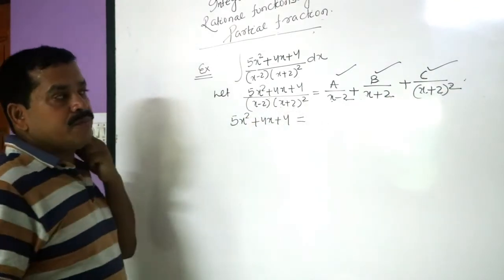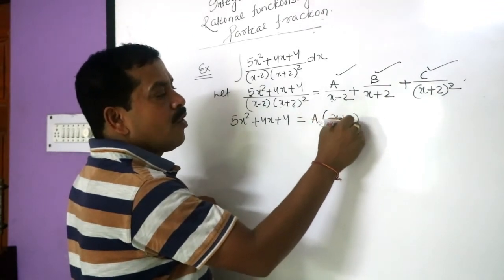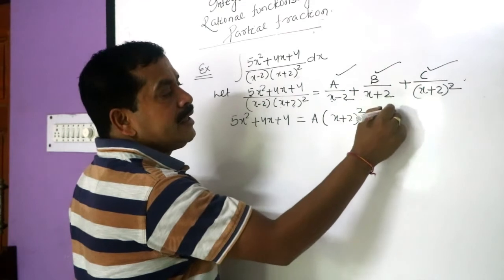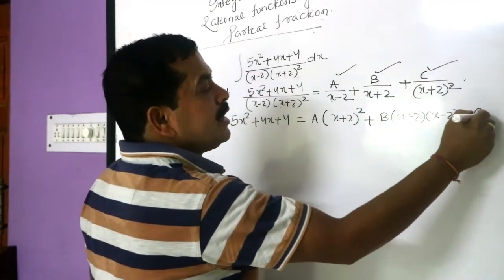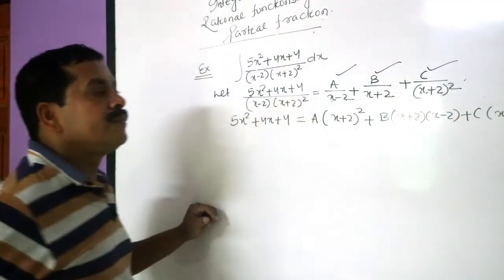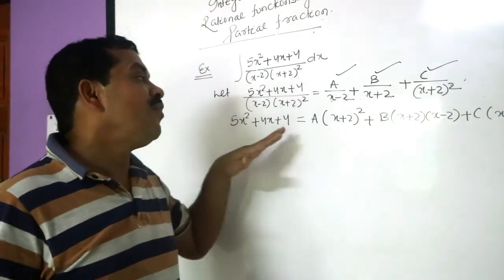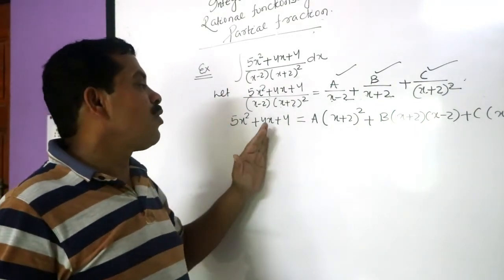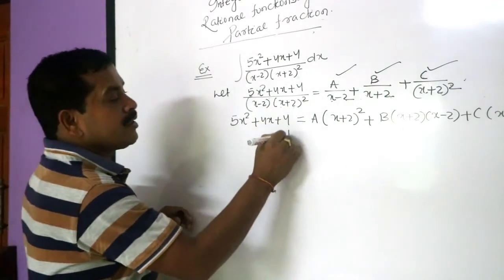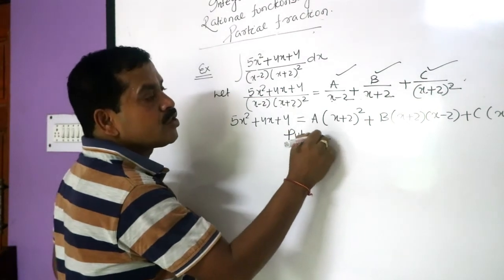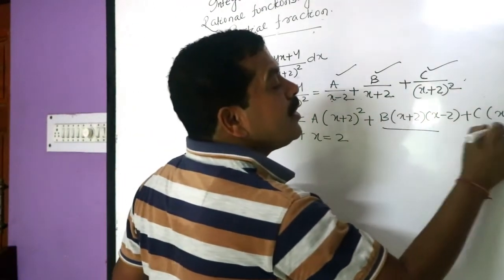5x square plus 4x plus 4 equals a into (x plus 2) whole square plus b into (x plus 2) into (x minus 2) plus c into (x minus 2). Taking LCM on both sides and cancelling the denominator, we have this equation. Next, put x equals 2. If you put x equals 2, then this term will be 0.